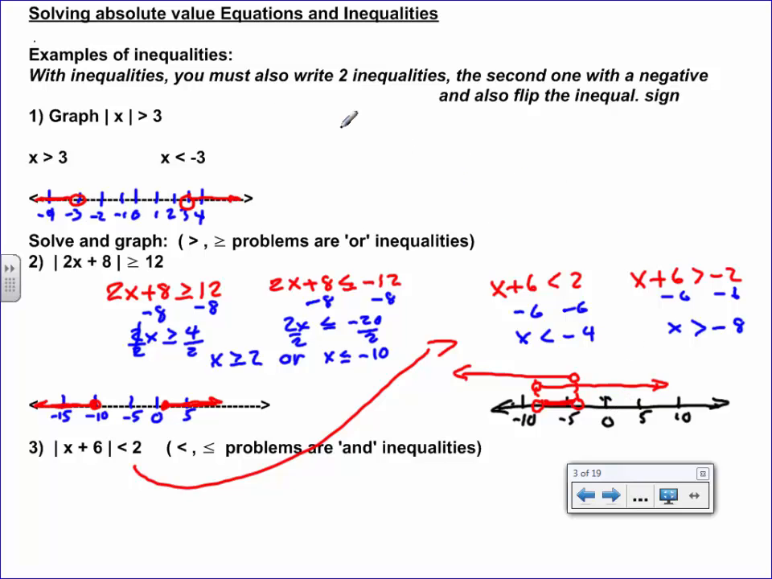So again, in summary, with inequalities, if it's a greater than or equal to, it is an OR problem, as you learned how to graph that in the last section. If it is a less than or equal to, it is an AND problem. And that's it for absolute value equations and inequalities, and how to graph them.